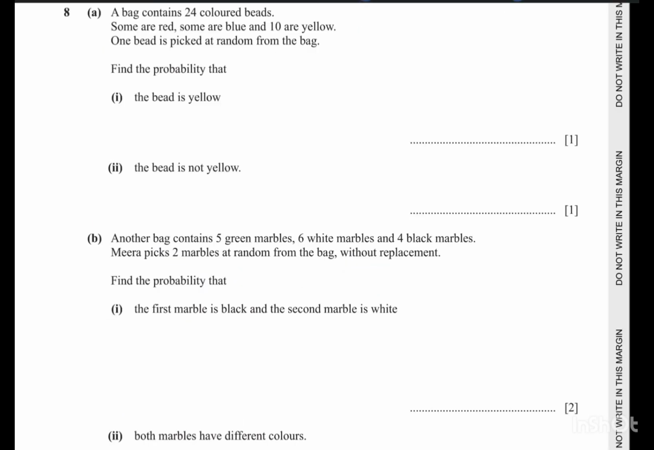A bag contains 24 colored beads. Some are red, some are blue, and 10 are yellow. One bead is picked at random from the bag. Find the probability that the bead is yellow. So the probability of the bead picked being yellow will be 10 yellow beads out of 24. Simplifying by 2, 2 fives are 10, 2 twelves are 24. So 5 by 12 is the probability of picking a yellow bead from 24 colored beads.